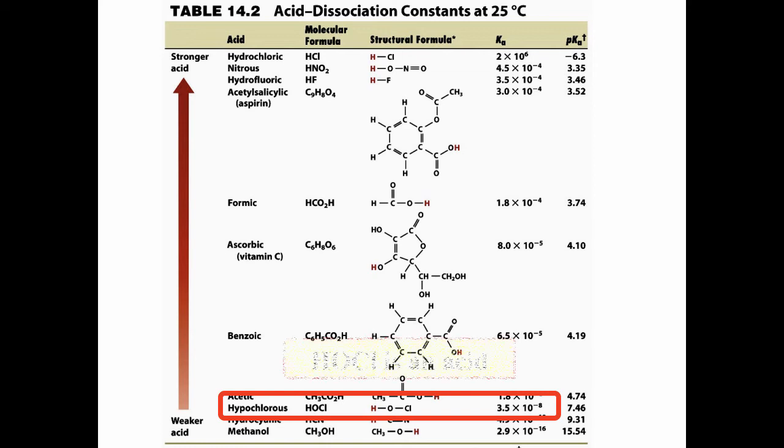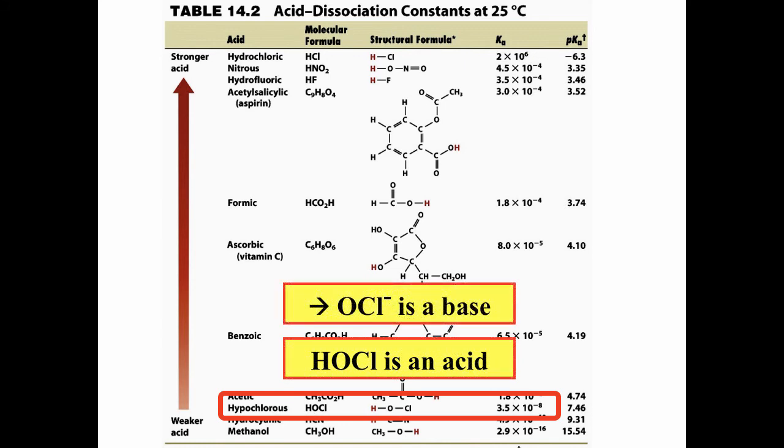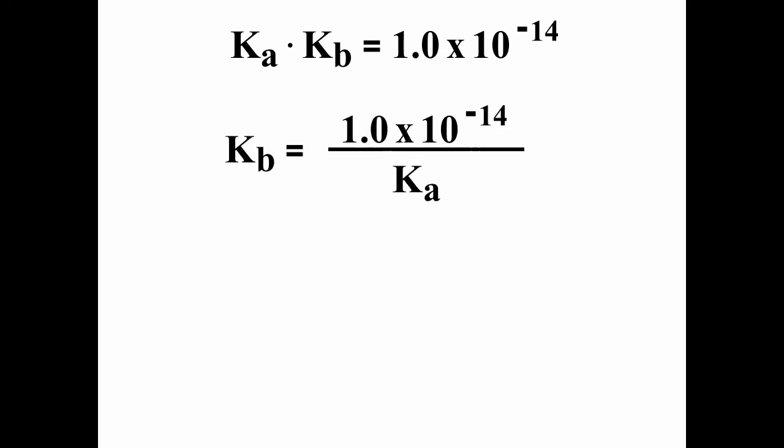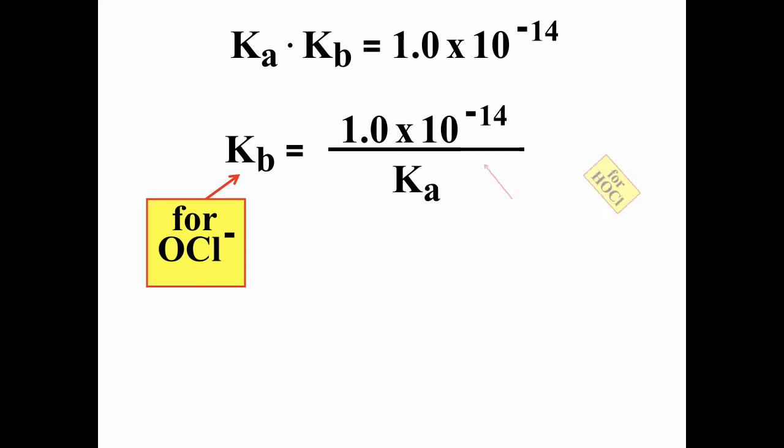And we note that HOCl is, of course, an acid. Its conjugate base is OCl minus, and OCl minus is part of NaOCl. The Na plus is a spectator ion, so the OCl minus is a base, and that's what we use for our calculation. So K sub A times K sub B in general is 1.0 times 10 to the minus 14th. That means K sub B is 1.0 times 10 to the minus 14th over K sub A for the conjugate acid. If we have OCl minus, we'd like to find the K sub B for it.